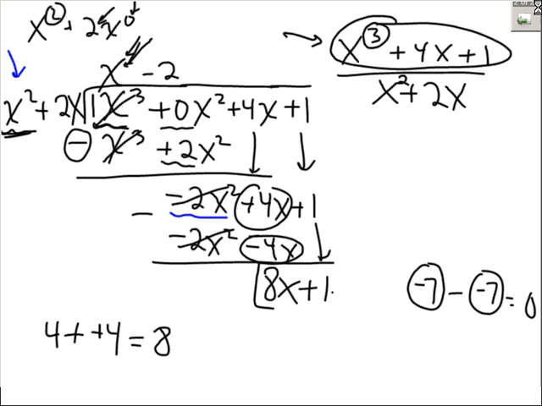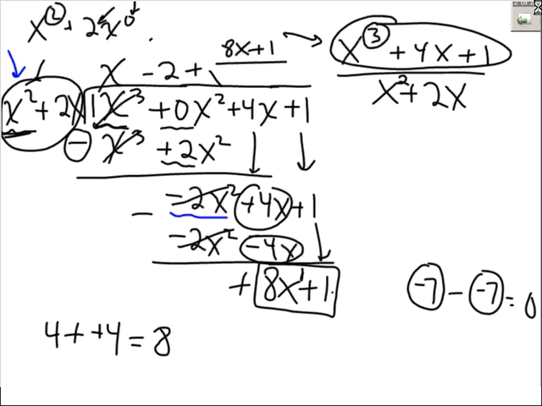Okay, the degree of this remainder is 1. The degree of what we are dividing by is 2. It's smaller. That means we stop. Okay. So let's erase this. It looks like an exponent maybe. So now it's plus 8x plus 1 divided by what we're dividing by, x squared plus 2x.